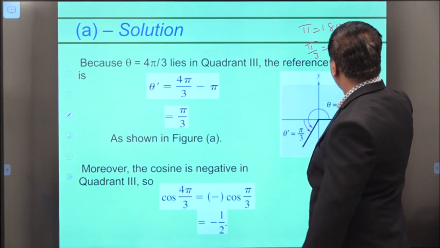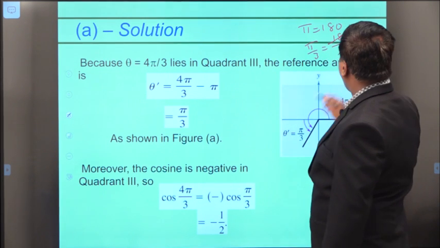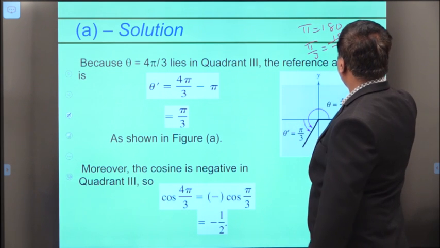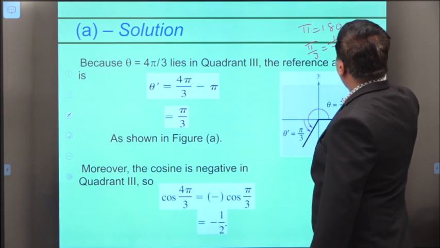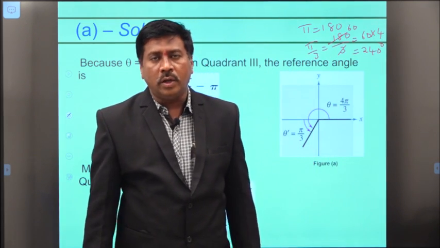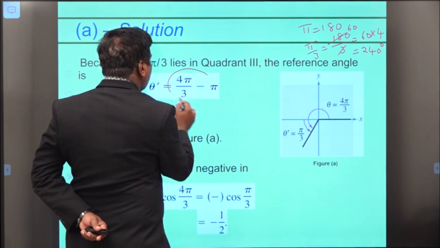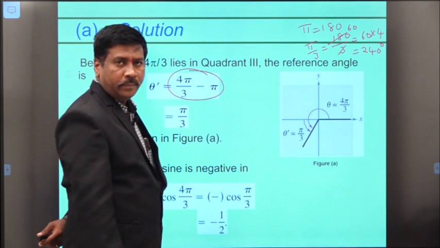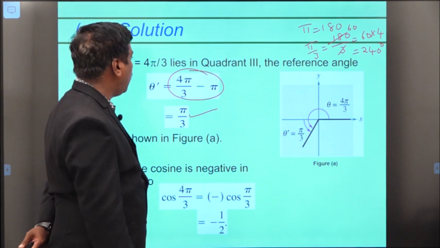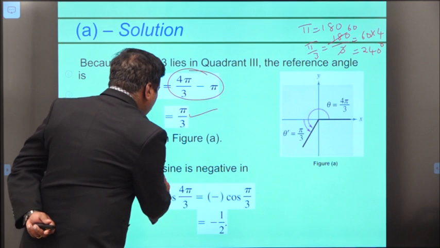Because we have to simply cancel these terms, that is 60. Now, 4 pi by 3 means you have to multiply this 60 with 4, then automatically you will get 240. 240 degrees is nothing but an angle that lies in the third quadrant of the coordinate plane. Therefore, I have to consider 4 pi by 3 minus pi, then automatically you will get the value pi by 3. So we have to find the value for cosine.